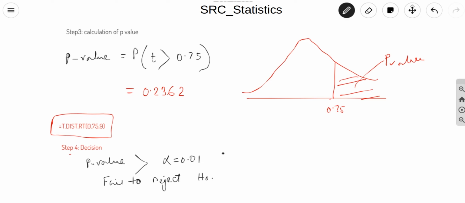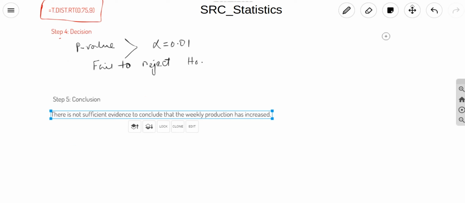Then we go to the final conclusion. The final conclusion is that there is not sufficient evidence to conclude that weekly production has increased. So remember, whether you do it in the conventional method or the p-value approach, your decision and conclusion come out to be the same.